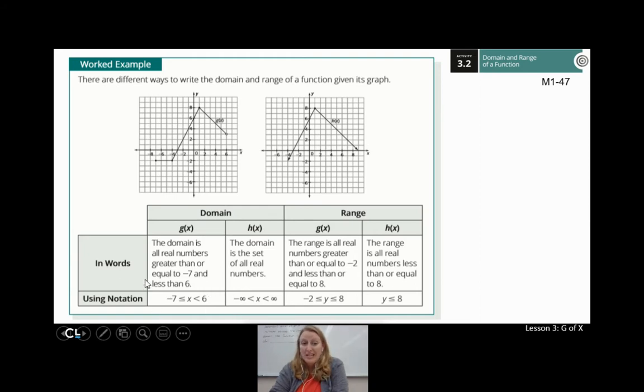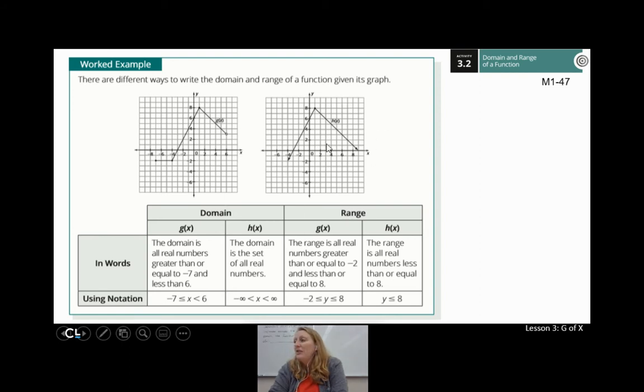You can use notation. So you can use words. You can use notation. You can say -7 is less than or equal to x is less than 6. So where x is between -7 and 6. Of course, we have a little squashed equal sign here just because it is what it is. So we can take this a little further.